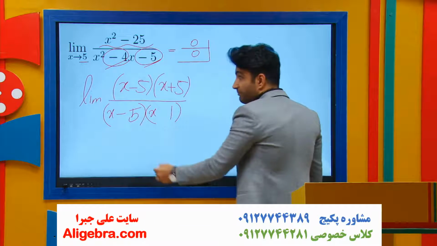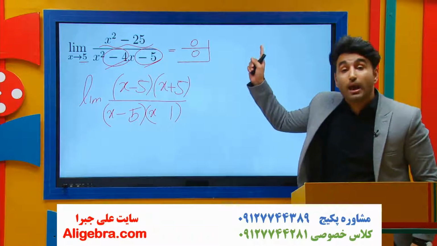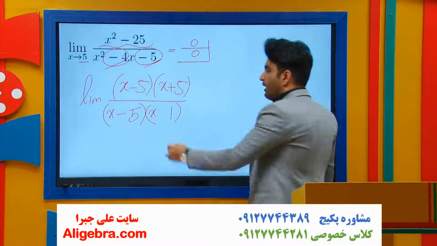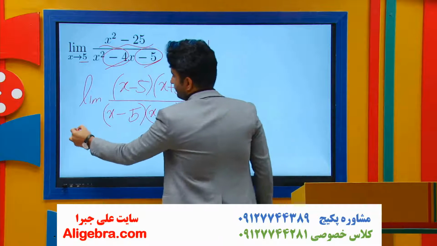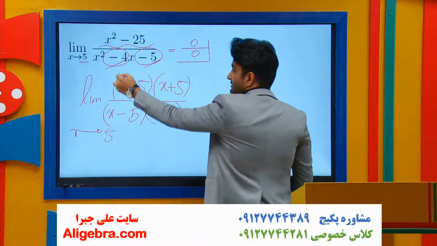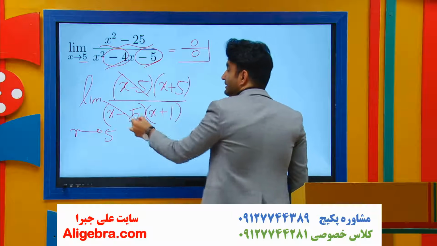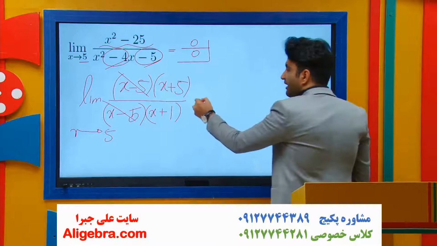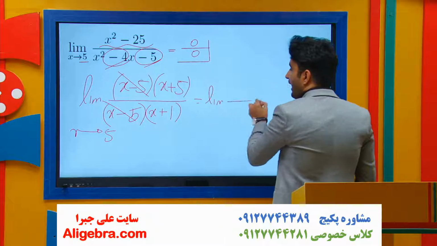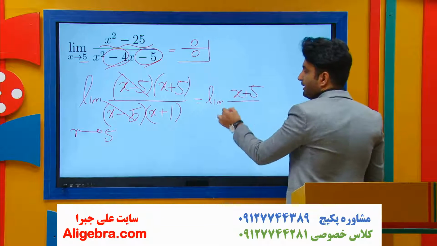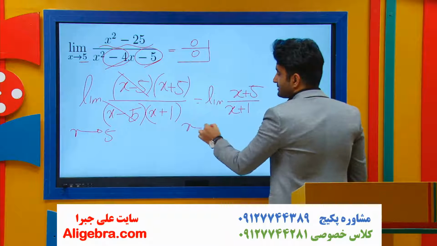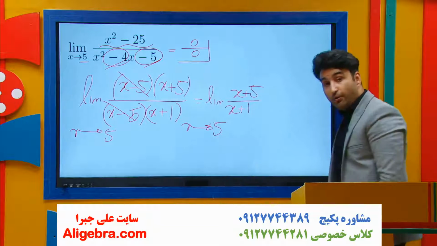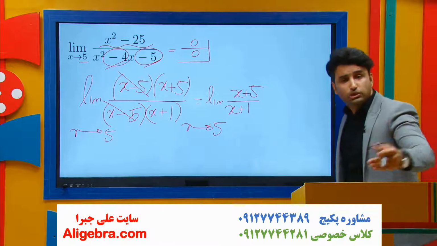5 is negative because the sum of them wants to be minus 4, and 1 is positive, as x approaches 5. x minus 5 on top, x minus 5 on the bottom cancel each other. What is left? On top, I have x plus 5, and on the bottom, x plus 1 as x approaches 5. Now, I can use direct substitution.